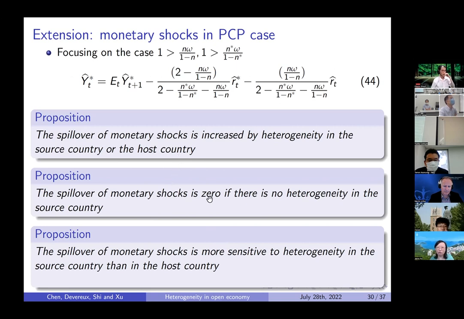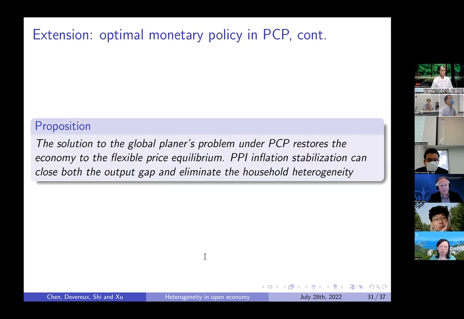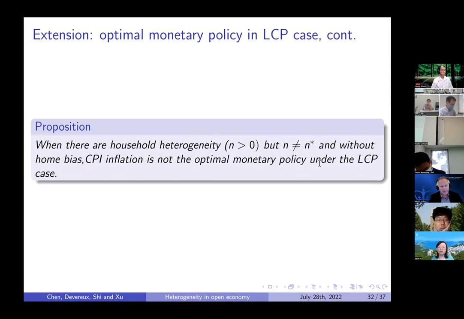And the spillover effect is also going to depend on whether there is heterogeneity in the source country or in the host country. Okay, finally, about monetary policy, when we have asymmetric N, we still have that PPI inflation is the best, and it can restore the economy to the flexible price equilibrium. However, under LCP, again, CPI inflation is not going to be the optimal monetary policy.